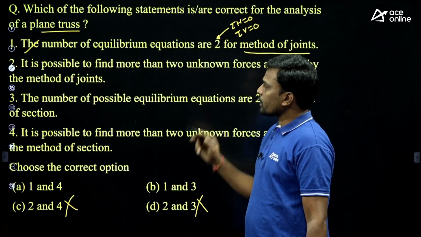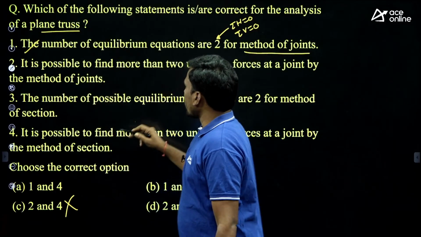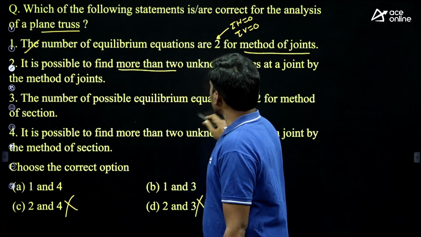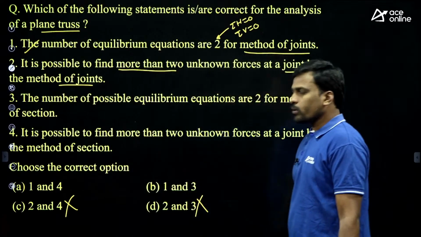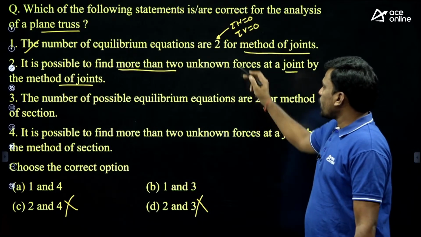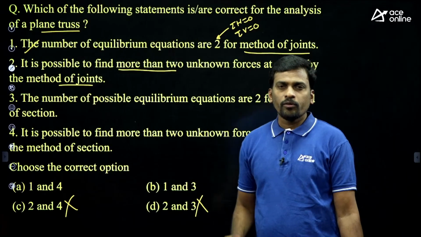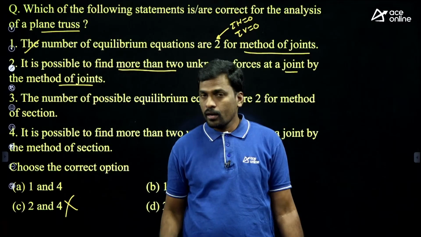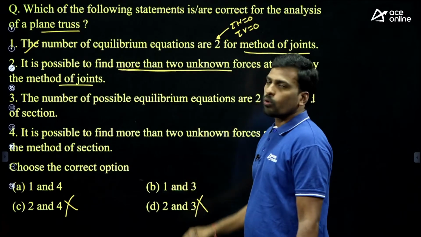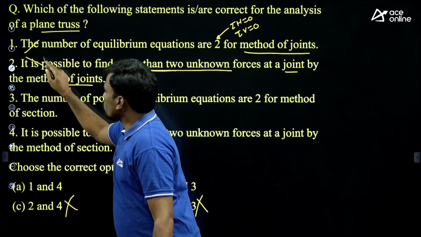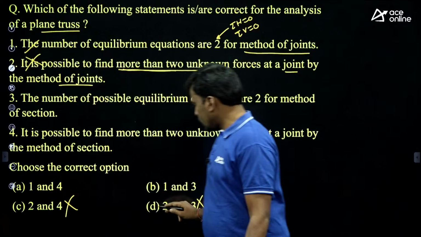Then we'll check option 2. It is possible to find more than 2 unknown forces at a joint by the method of joint. Students, in the method of joint, the number of equilibrium equations is only 2. And using 2 equilibrium equations, we can find only 2 unknowns at a time, right? Not more than 2 unknowns at a time, but it is given as more than 2 unknowns. So 2 is wrong. So here 2 is wrong means C and D are wrong only.